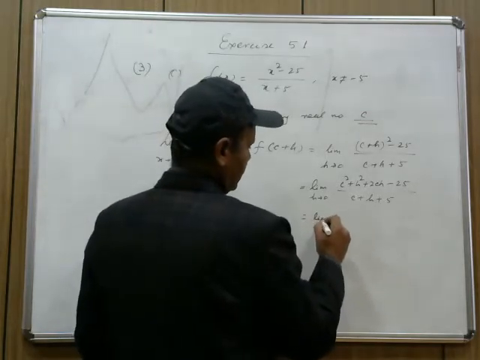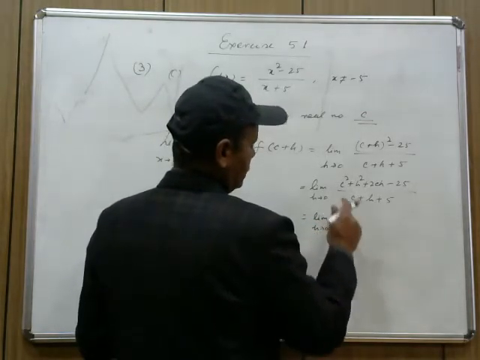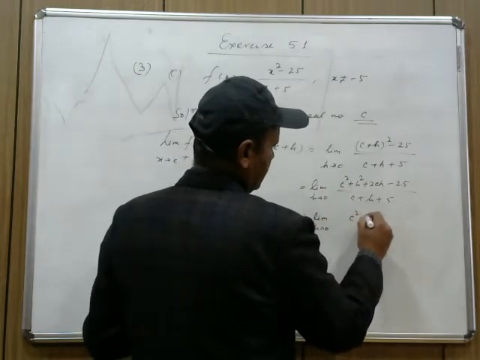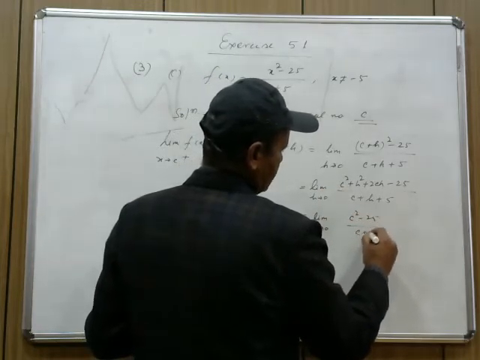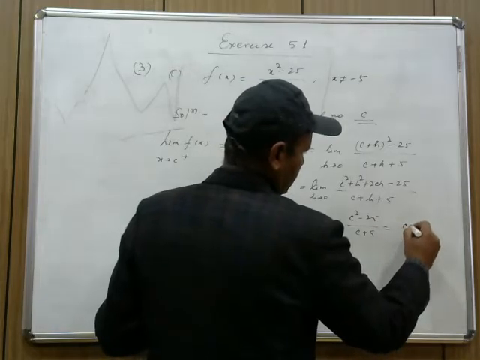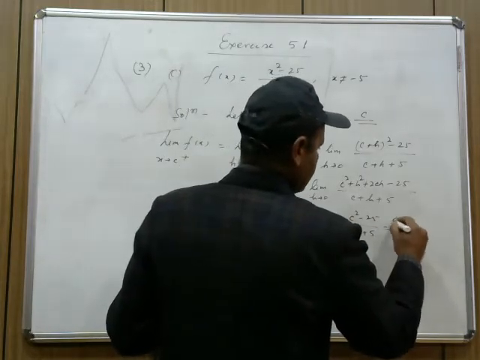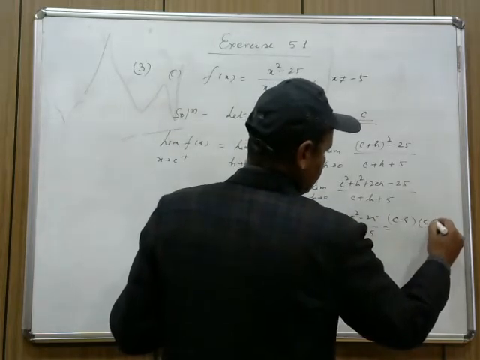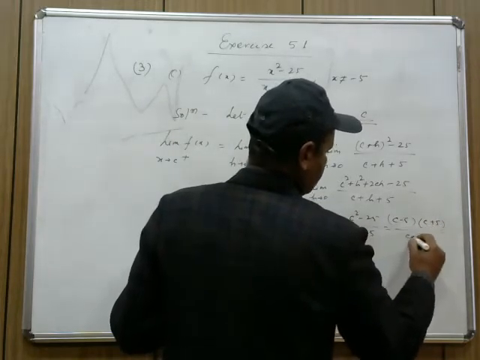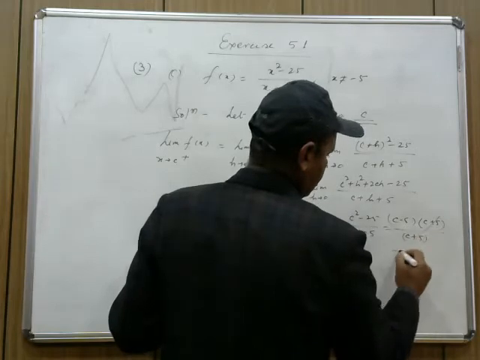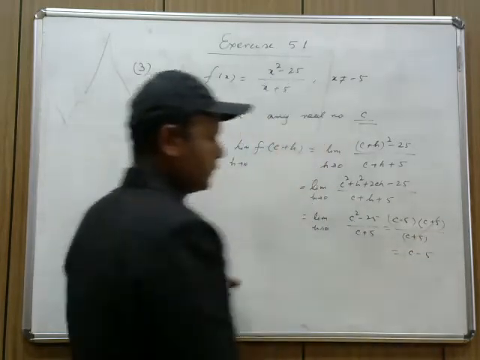Then we will get here limit h tends to 0, c square minus 25 upon c plus 5, and that will give you what? c minus 5, because c minus 5 and c plus 5 will be factorized. c minus 5, c plus 5 upon c plus 5 cancel, and that is equal to c minus 5, right?